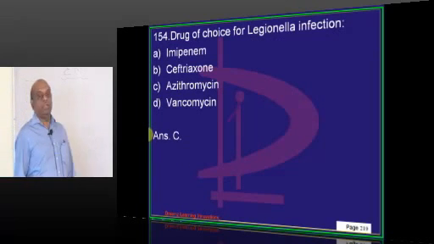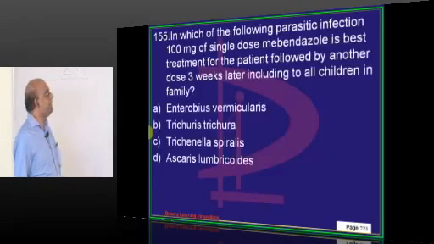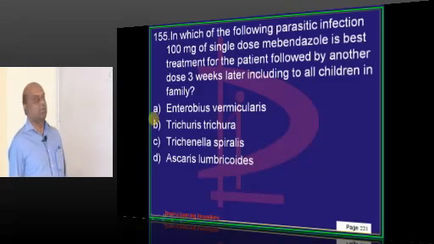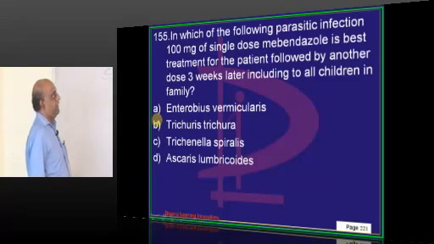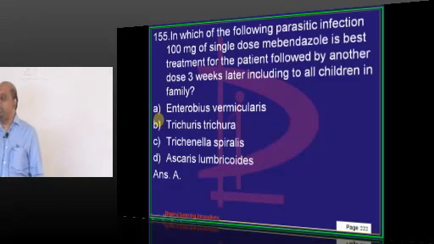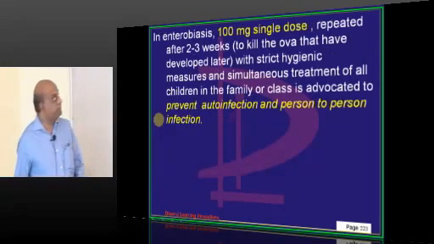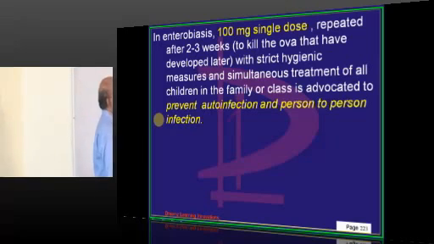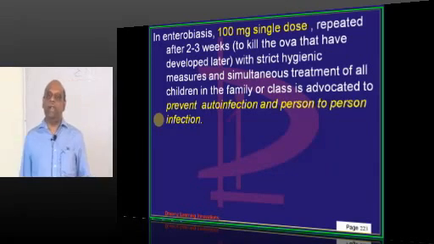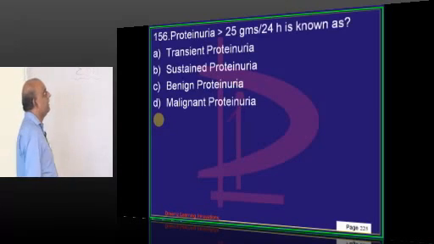For Legionella, what do you use? Azithromycin is the one which is used. Now 100 mg single dose of mebendazole is the best treatment for which condition? Enterobius vermicularis, classically. Mainly to prevent auto-infection, which is the main problem of Enterobius vermicularis.